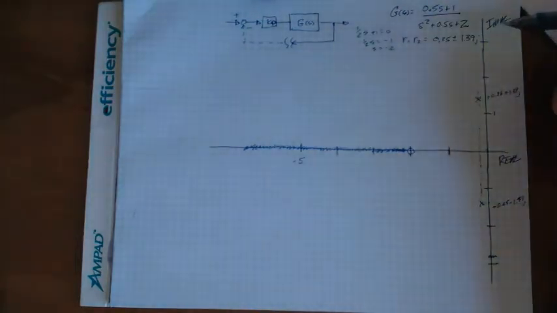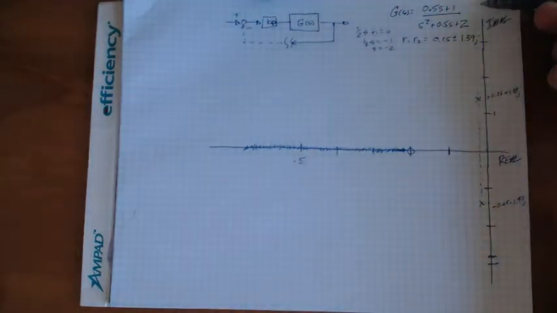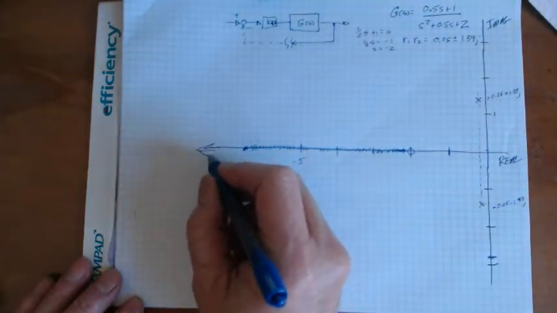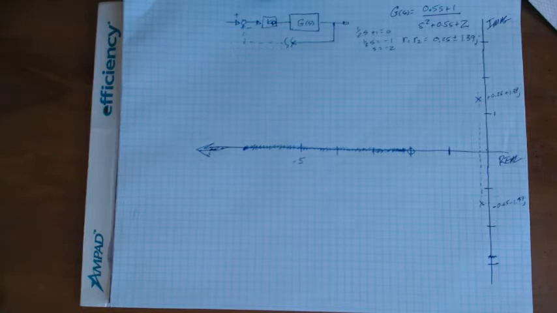How about asymptotes? The number of asymptotes is the number of finite poles minus the number of finite zeros. That's 2 finite poles minus 1 finite zero, which is 1. There's a single asymptote. If you go through the formula, the asymptote is at 180 degrees. So we've got the asymptotes, and here's the real axis segments. How about breakaway and break-in points?